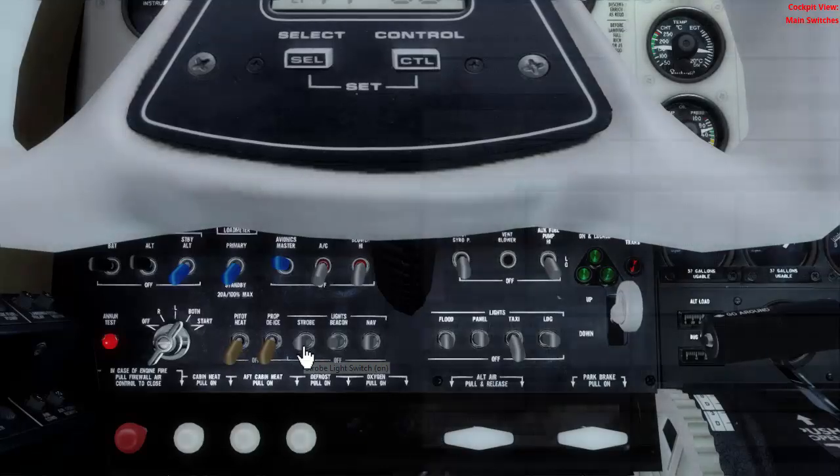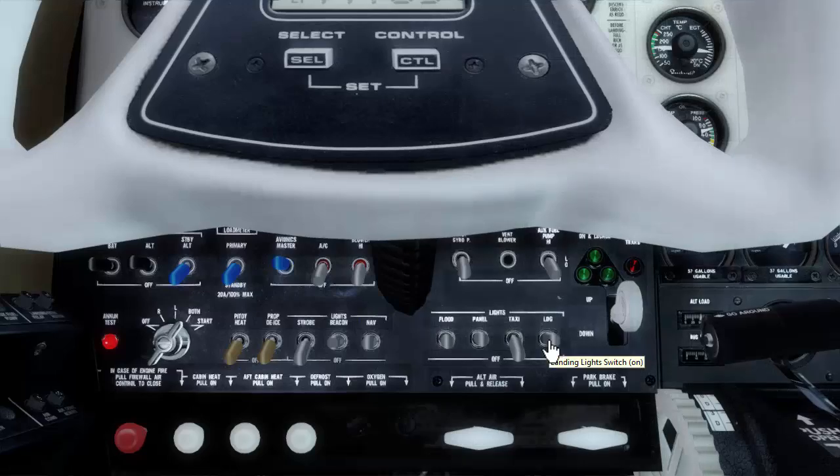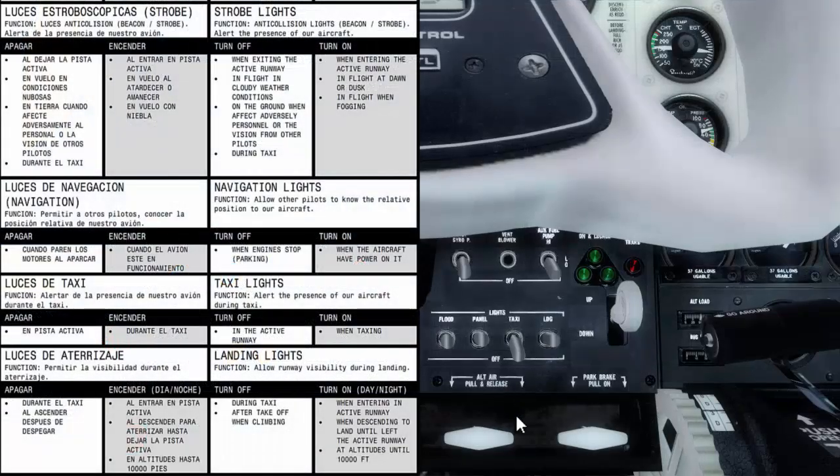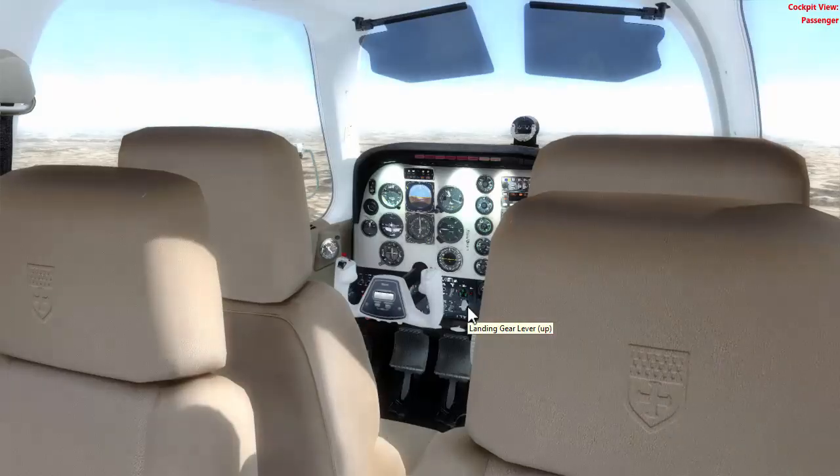Okay, so right now I'm showing you again the use of lights, and right now it's time to turn off the strobe lights. Okay, and there you have the cases in which you have to turn off the strobe lights: when entering the active runway, in flight, in cloudy weather conditions. We have some clouds, so I am turning off the strobe lights. Again I'm telling you also, right side English, left side Spanish, the way you have to use the lights.